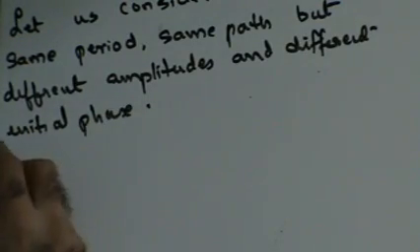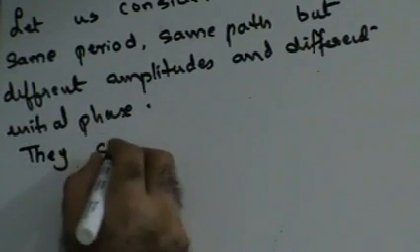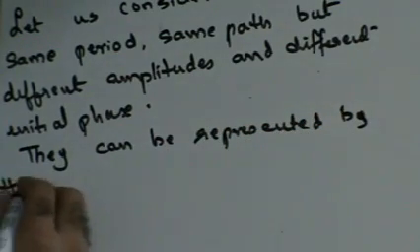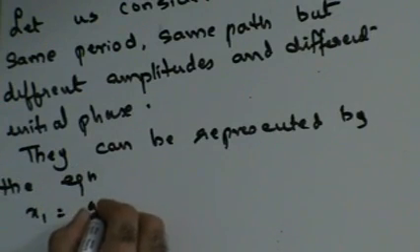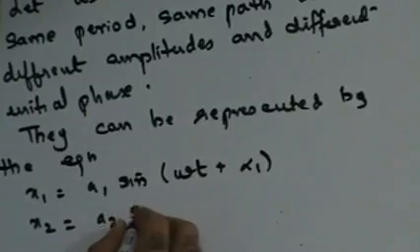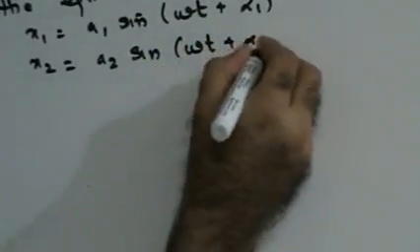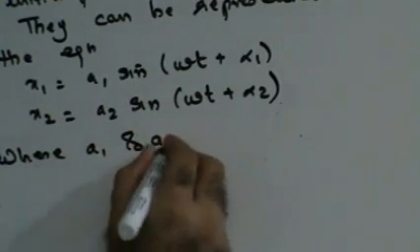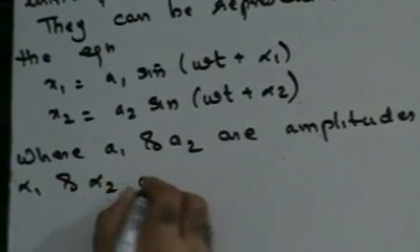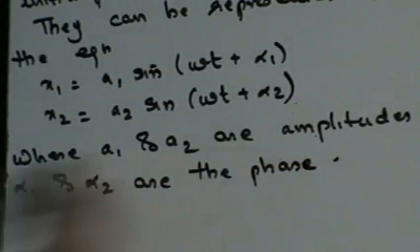Right, in which case I can say that they can be represented by the equation x1 is equal to a1 sine omega t plus alpha 1 and x2 is equal to a2 sine omega t plus alpha 2, where a1 and a2 are the amplitudes of the two SHM and alpha 1 and alpha 2 are the initial phases of the two SHM.